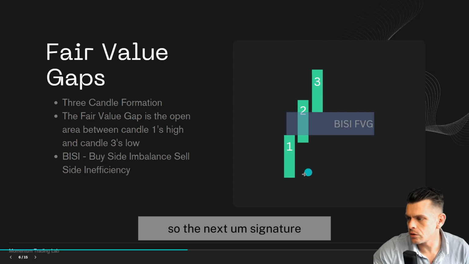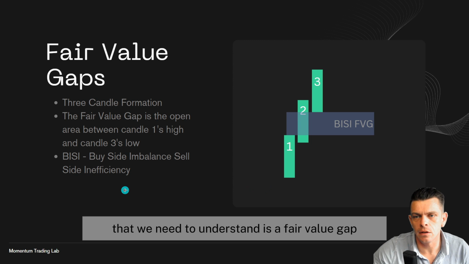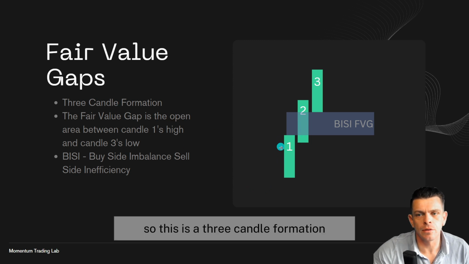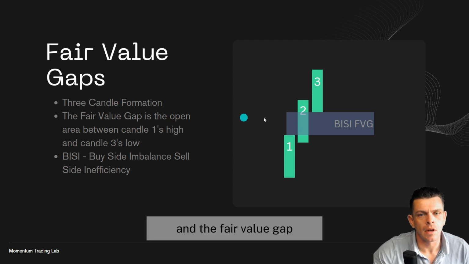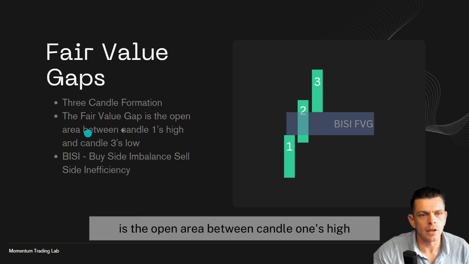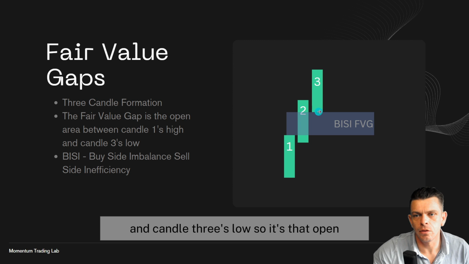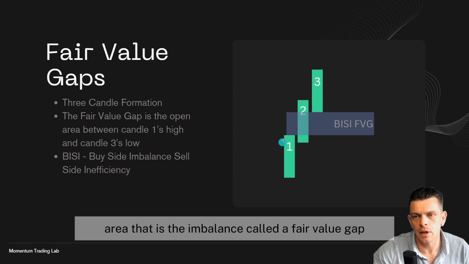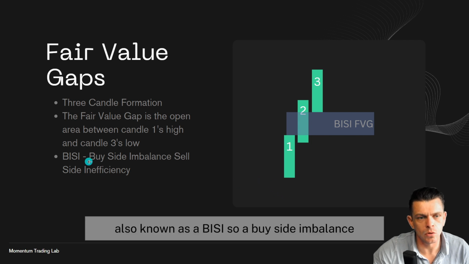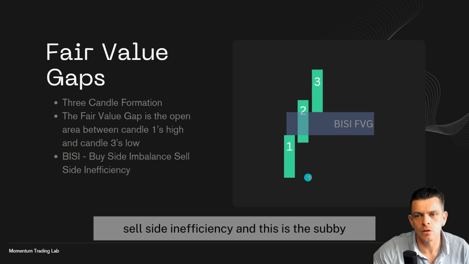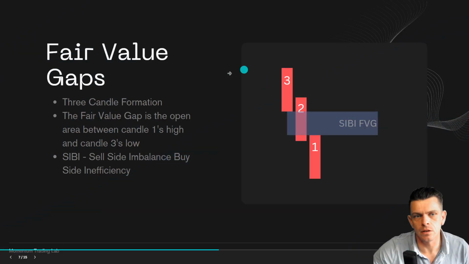So the next signature that we need to understand is a fair value gap. This is a 3 candle formation, and the fair value gap is the open area between candle 1's high and candle 3's low. So it's that open area that is the imbalance called a fair value gap, also known as a BISI. So a buy side imbalance, sell side inefficiency. And this is the SIBI.